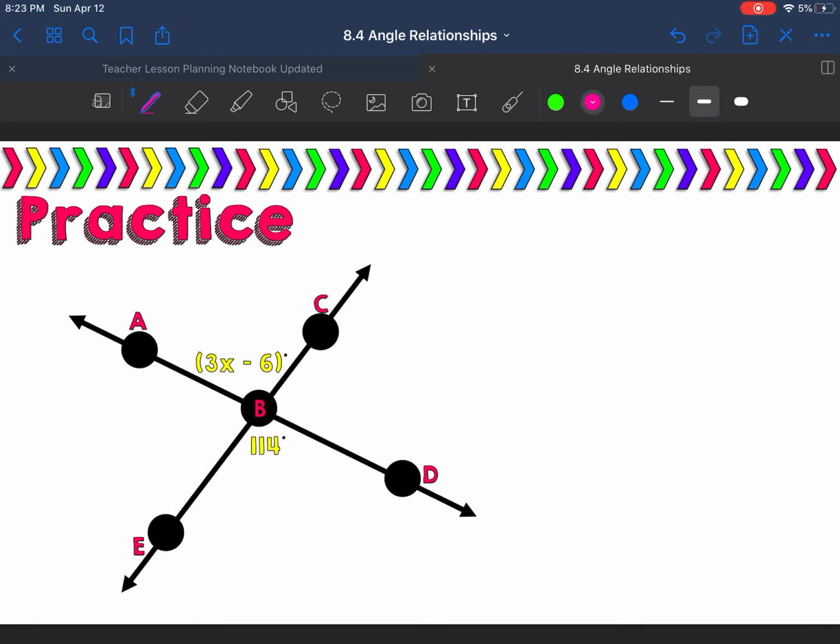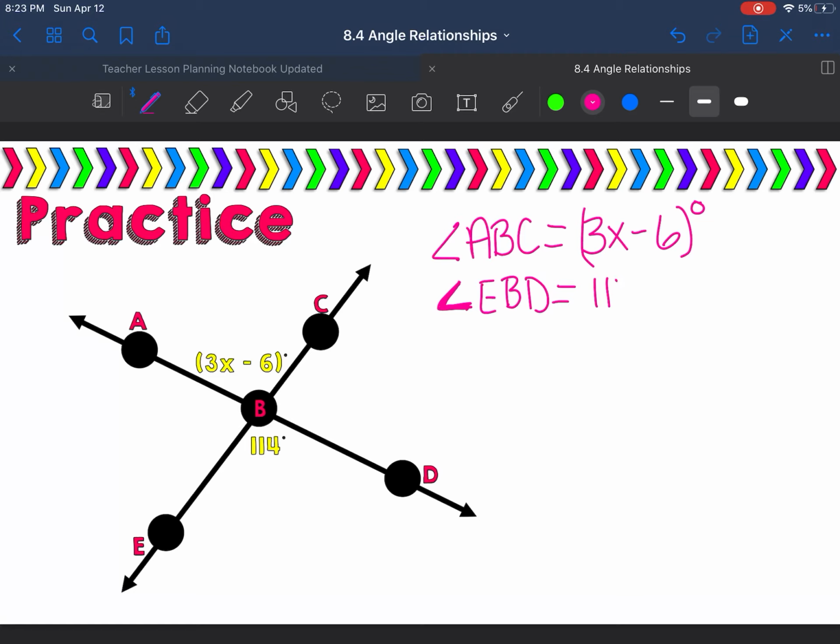So, let's look at some practice problems. Up first I have these intersecting lines. I have angle ABC. I write that as angle ABC equals 3x minus 6 degrees. That little symbol almost looks like a greater than or less than sign, but it's actually an angle sign. It's more of a defined sign. It has this straight line here at the bottom. Angle EBD equals 114 degrees.